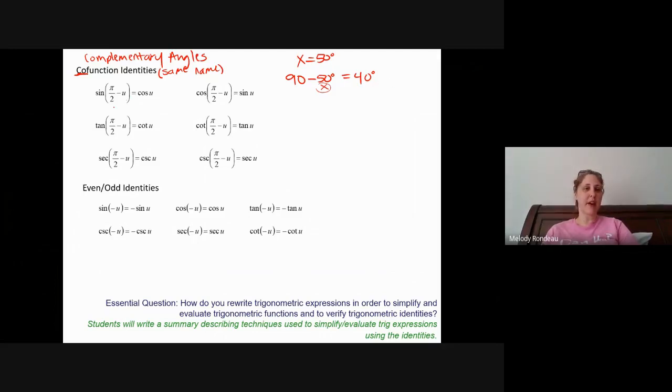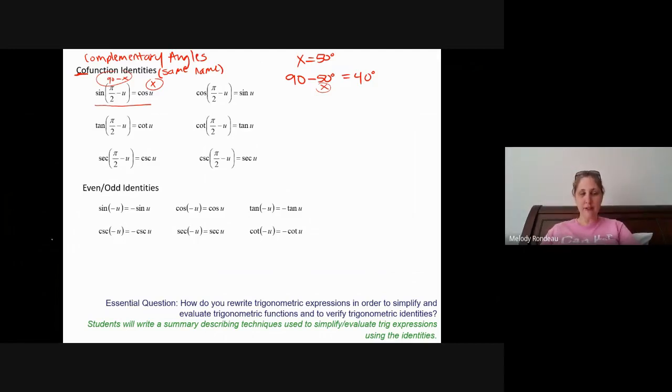So if you look at the first one, sine of pi over 2 minus u. This is basically the same as saying 90 minus x, and this is cosine x. So the two angles in our problem are complementary, and so the functions themselves have equal values. We talk about this in geometry. We've talked about it this year already. So complementary angles, the functions are equal, or equal functions, cofunctions, means the angles are complementary. All right, so that works for all of them.